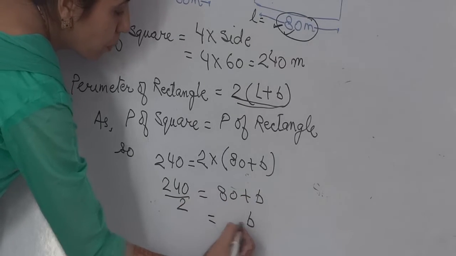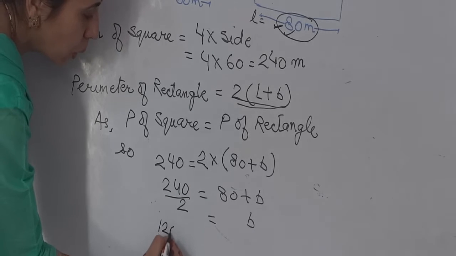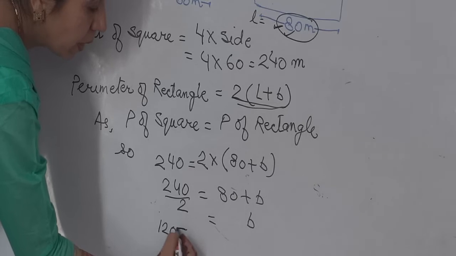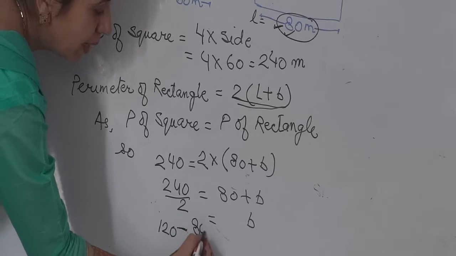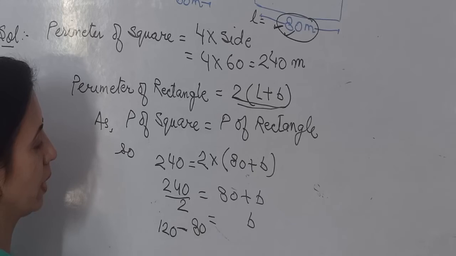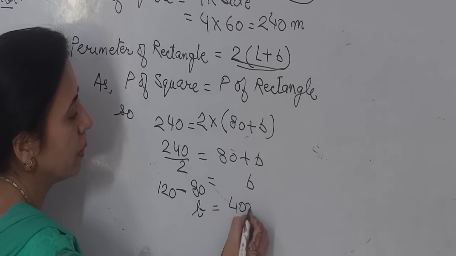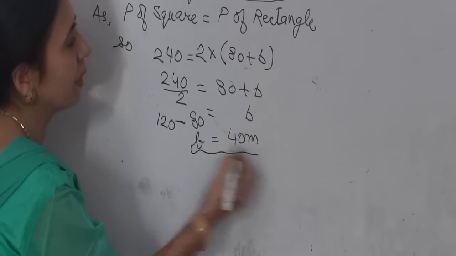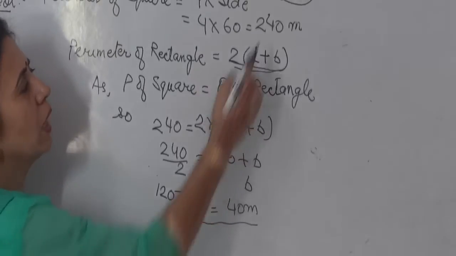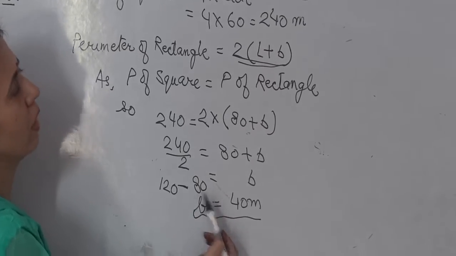or we can write breadth is equal to, what is 240 upon 2? That is 120 minus this 80 comes this side and the sign changes to negative. This was a positive sign, we have changed it to negative. So breadth becomes 40 meters. Now you have the breadth with you, you also have length of the rectangle with you. That means you are ready to find the area of the rectangle.